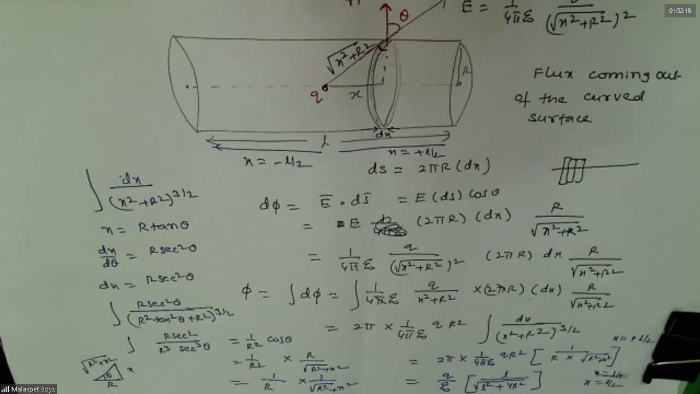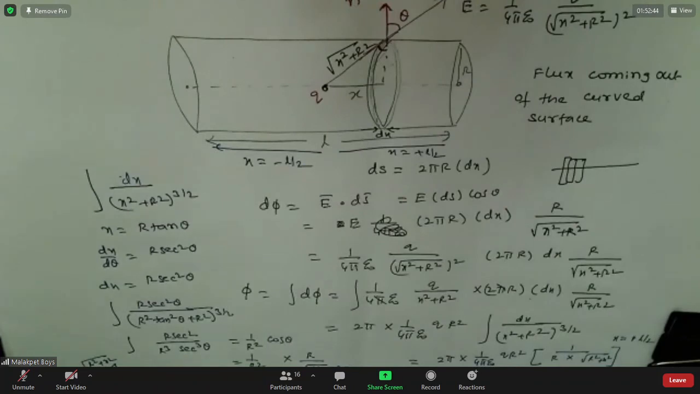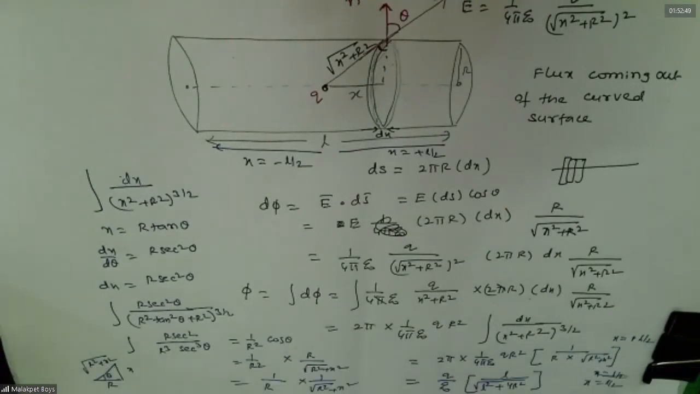Sir, why did we take Q R square over there? Last step, sir. It should be Q R square, right? We have just taken Q by epsilon naught. Where, man? If you integrate that, you will get this. Cancellations will take place. Totally, you'll get this. Check up. There is also in the teaching module. It's a typed version, no? It will be much better.